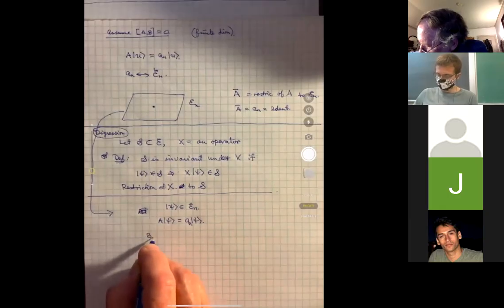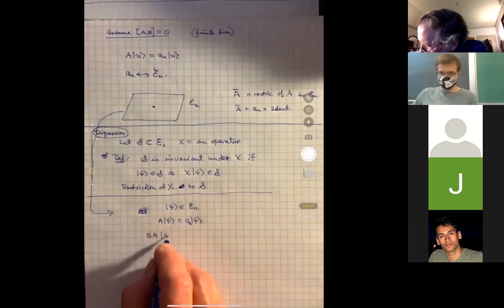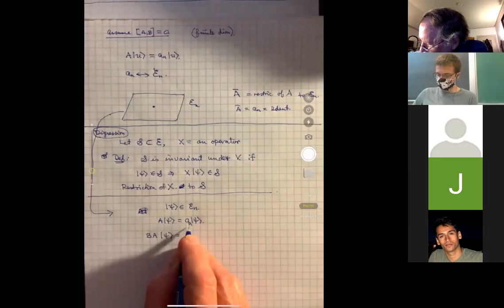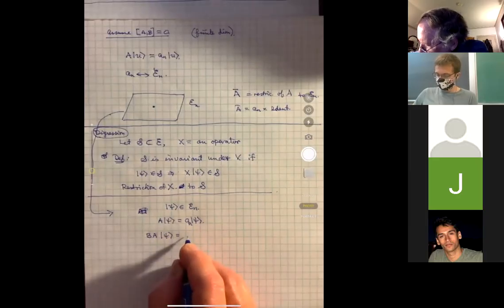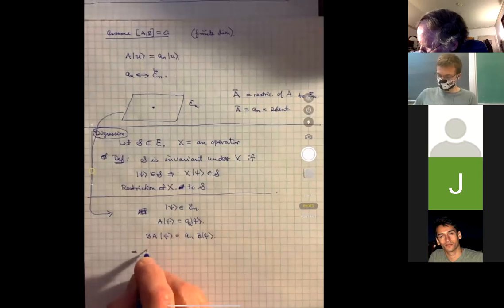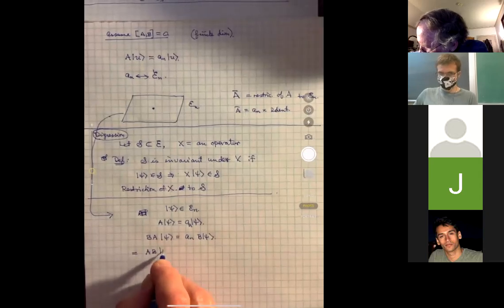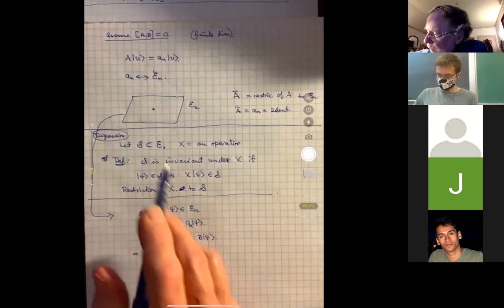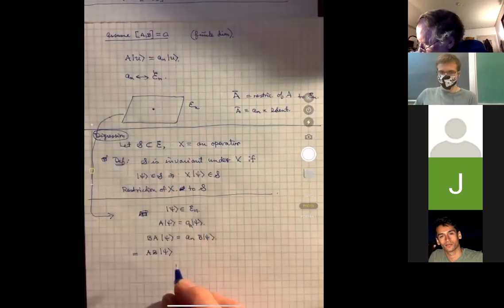That means that A psi is equal to An times psi. Now let's multiply both sides by B. So BA psi is equal to An times B psi, since An is a C number, so it commutes with the operator B. On the other hand, the left-hand side is also equal to AB times psi, because we're assuming that A and B commute. That's part of the theorem.